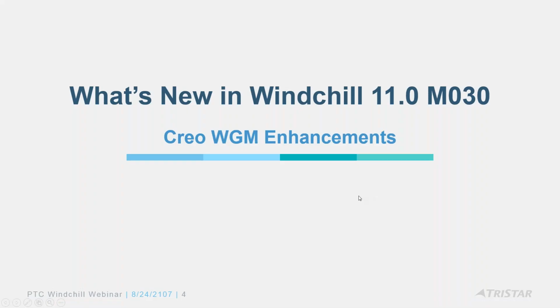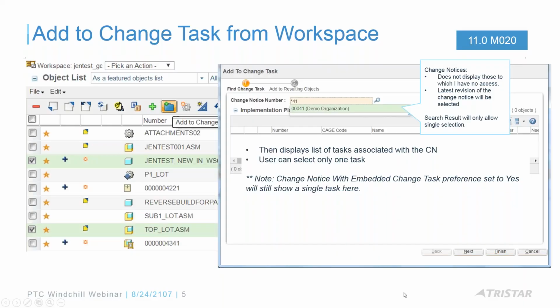So let's take a look at what has been put into Windchill 11 M030. Namely, what are some of the Creo Workgroup Manager enhancements? One of the things that we find in Windchill 11, this one was put back into Windchill 11 M20, I just wanted to highlight it, was the addition of a new change object icon inside of a workspace.